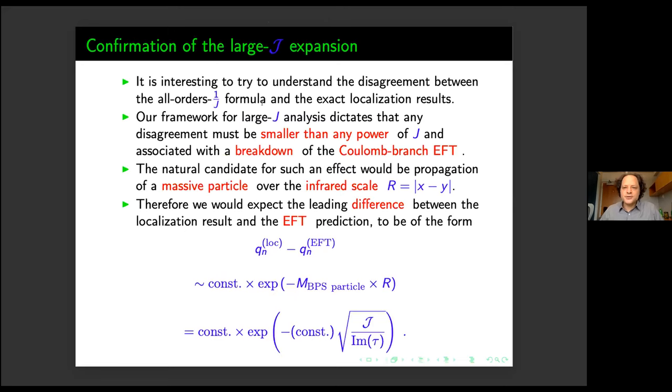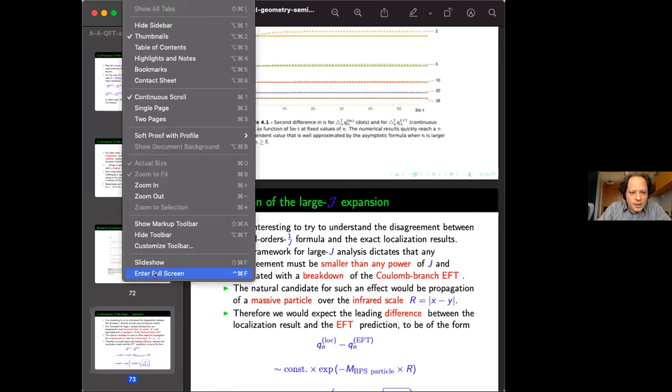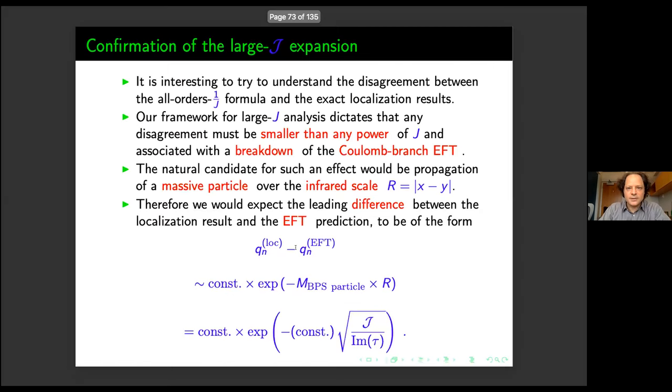So it's interesting to try to understand the disagreement between the all orders formula and the exact localization results. So the framework for large J analysis dictates that any disagreement must be smaller than any power of J and associated with a breakdown of the EFT. So the natural candidate for such an effect would be the propagation of a massive particle over the infrared scale, x minus y, the distance between the two insertions.